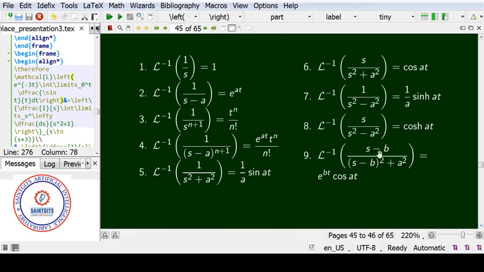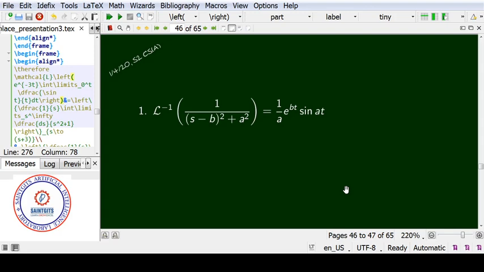Next is L inverse of s minus b by s minus b the whole square plus a square. In the place of s I have s minus b in the numerator and denominator. This shifting happens whenever there is a multiplication by e raised to bt. So b will disappear, and s by s square plus a square is cos at. So we have to reverse all the formulas to find L inverse. We have to write the inverse of all the standard formulas that we have learned in the first session.